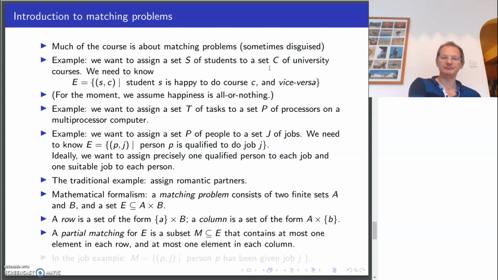And similarly, a column is a set of the form A × {b} for some fixed b. And a partial matching is a subset M of E which contains at most one element from each row and at most one element from each column.